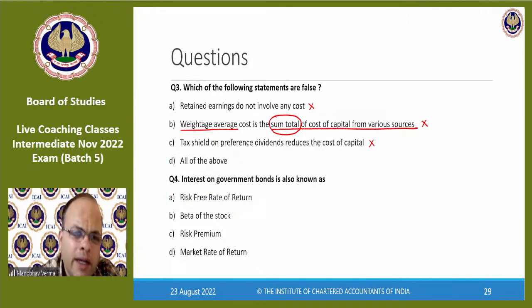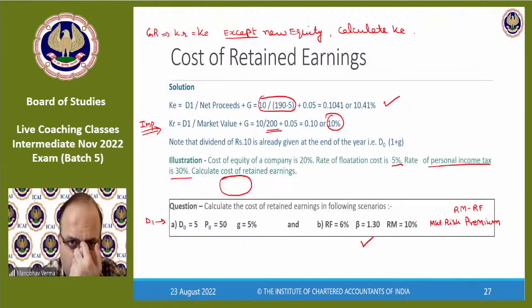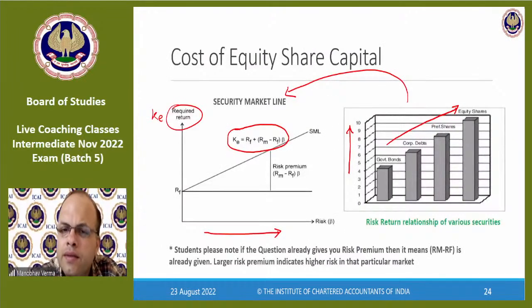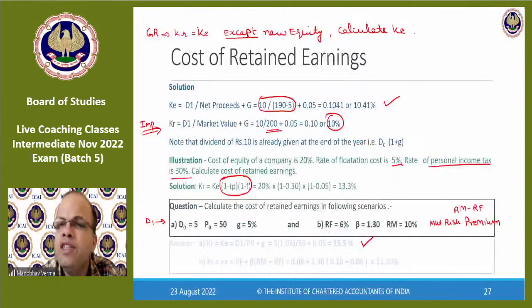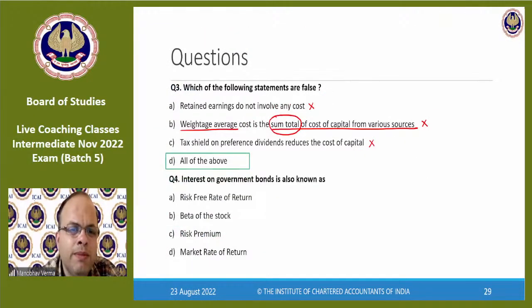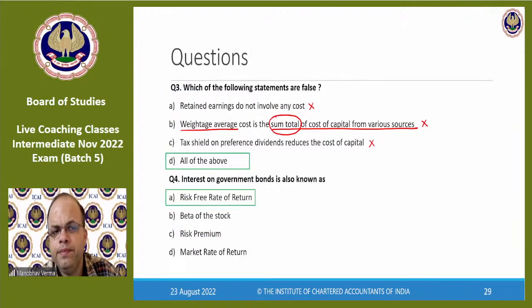Let me show you that slide. This one, guys. So we talk about government bonds, corporate bonds, then preference shares, and then equity. When we talk about government bonds, government debt securities, those are definitely the risk-free rate of return, guys. I hope this makes sense to everyone. So the answer is A.